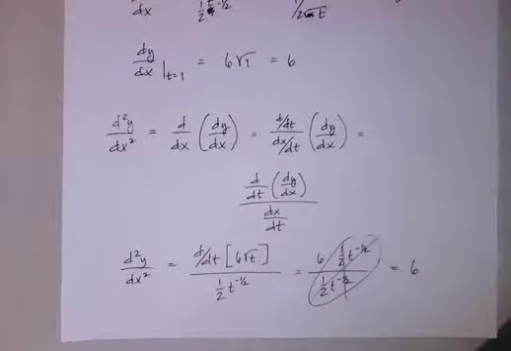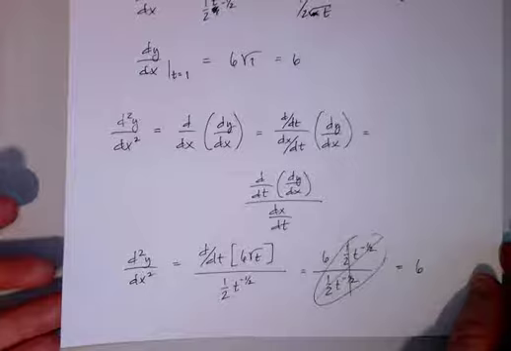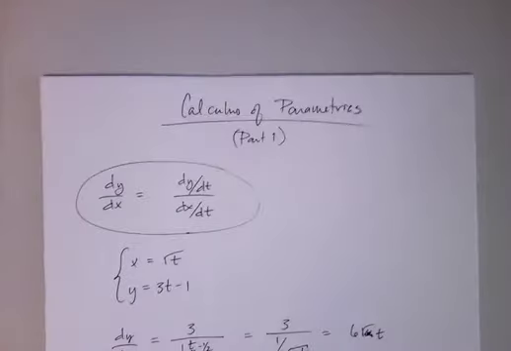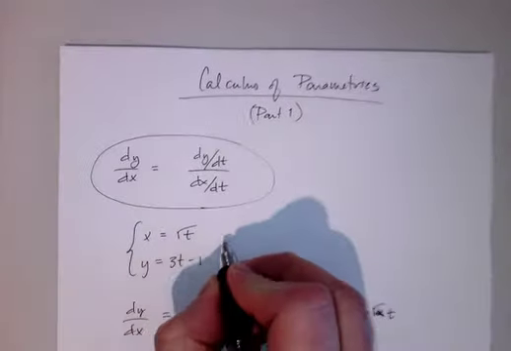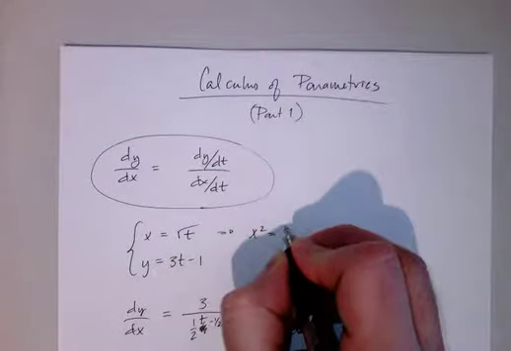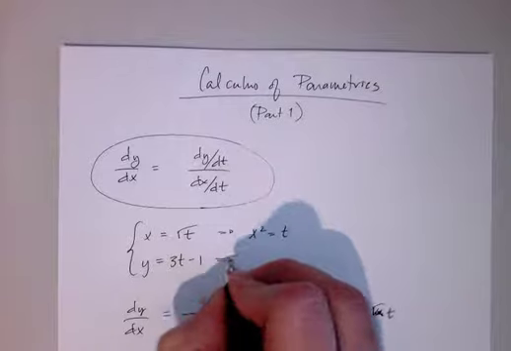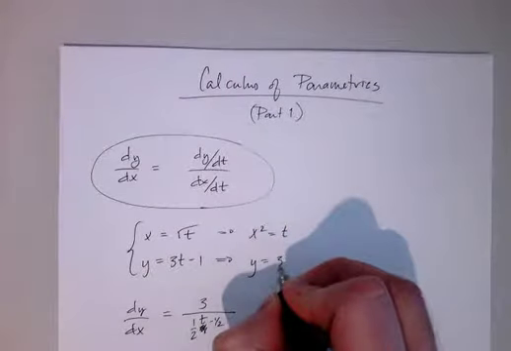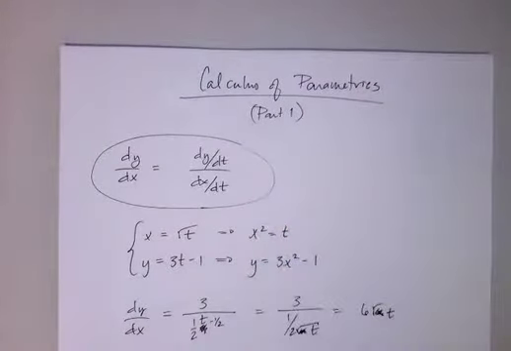Now, does that make sense? Well, if you actually think back to the original, it makes perfect sense, because if you were to deal with this by eliminating the parameter, this would have been x squared is equal to t, which would have made y equal to 3x squared minus 1, the second derivative of which is 6. So we see that it actually works out the same way.